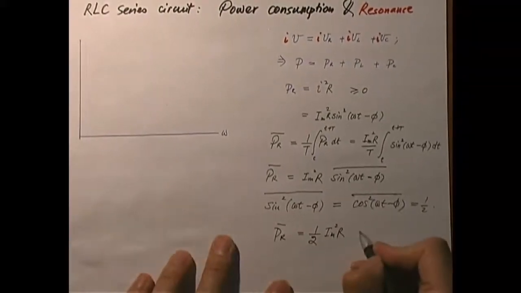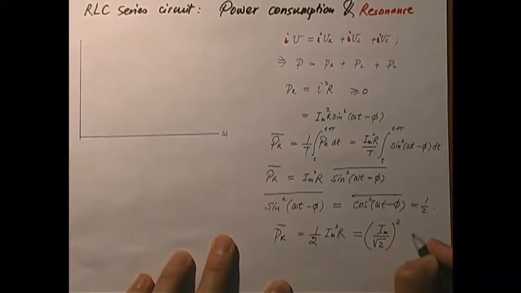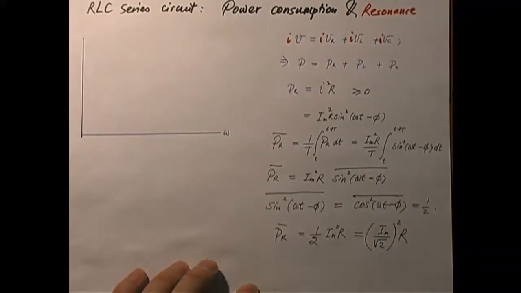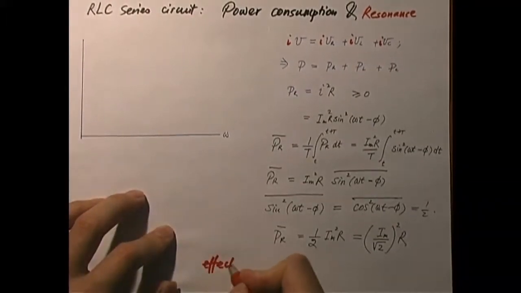Now, I can rewrite this as I maximum divided by the square root of 2, squared, and then times R. And this I maximum over root 2, I'm going to define as what's called the effective current. Effective.